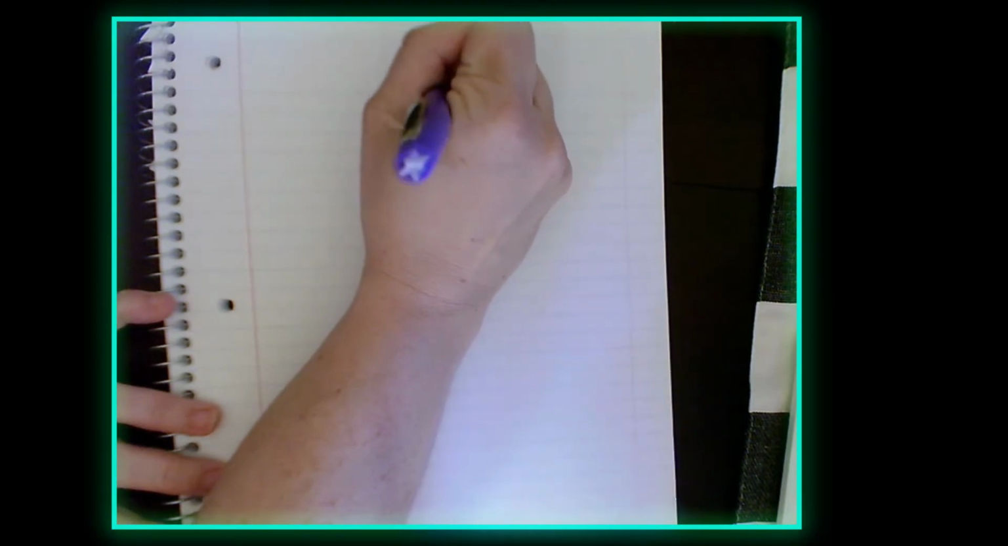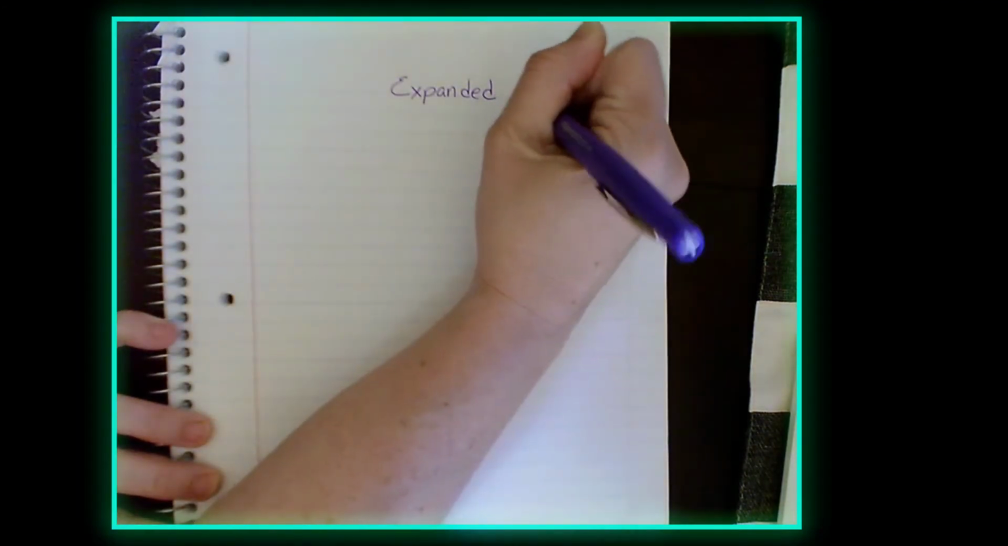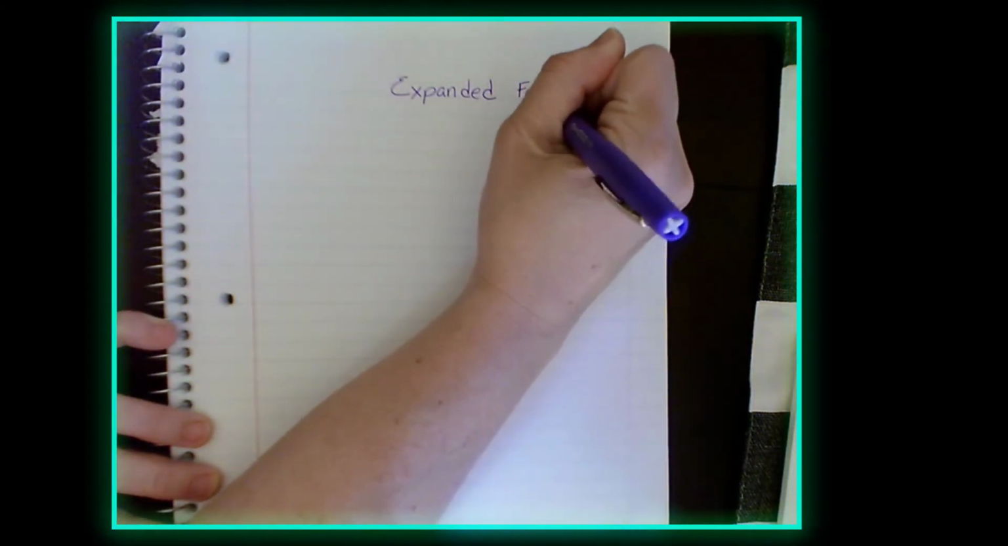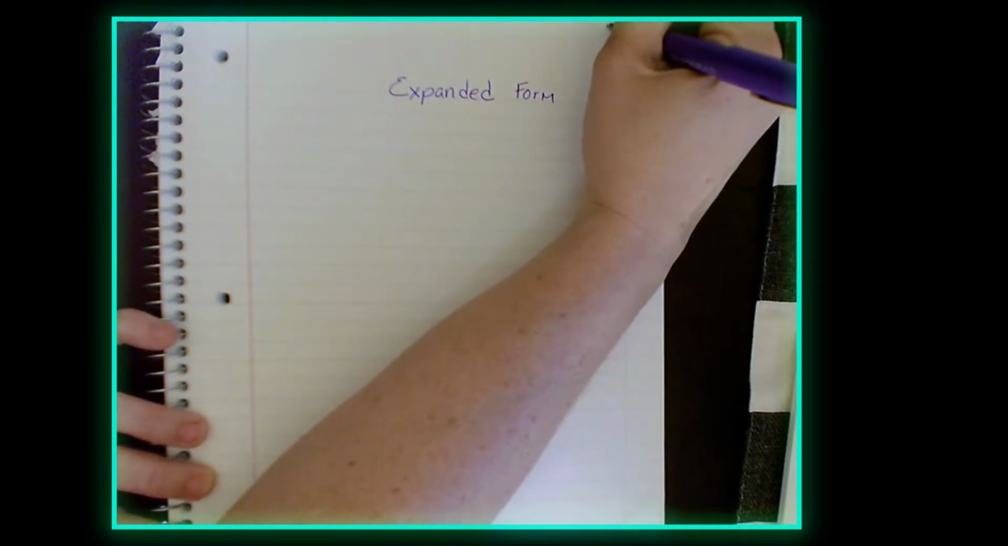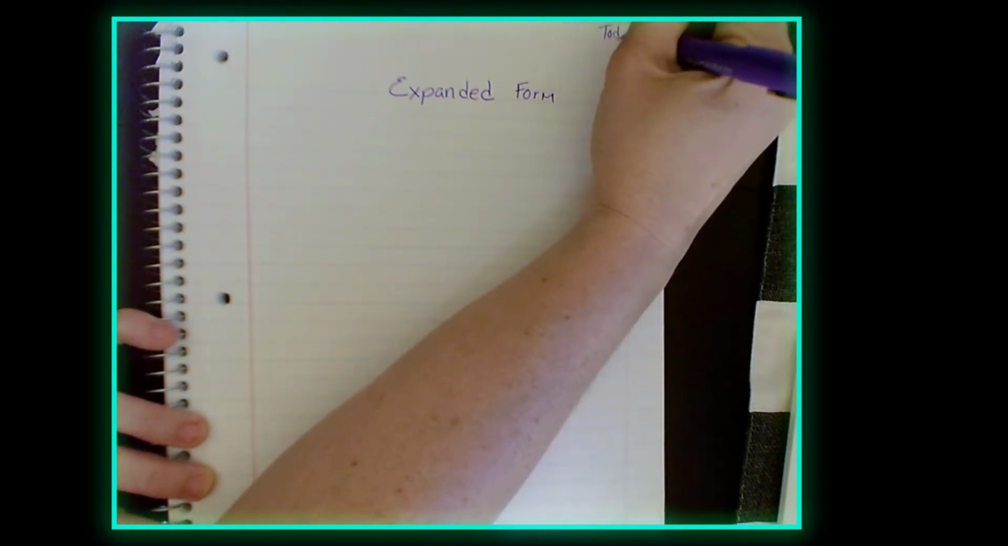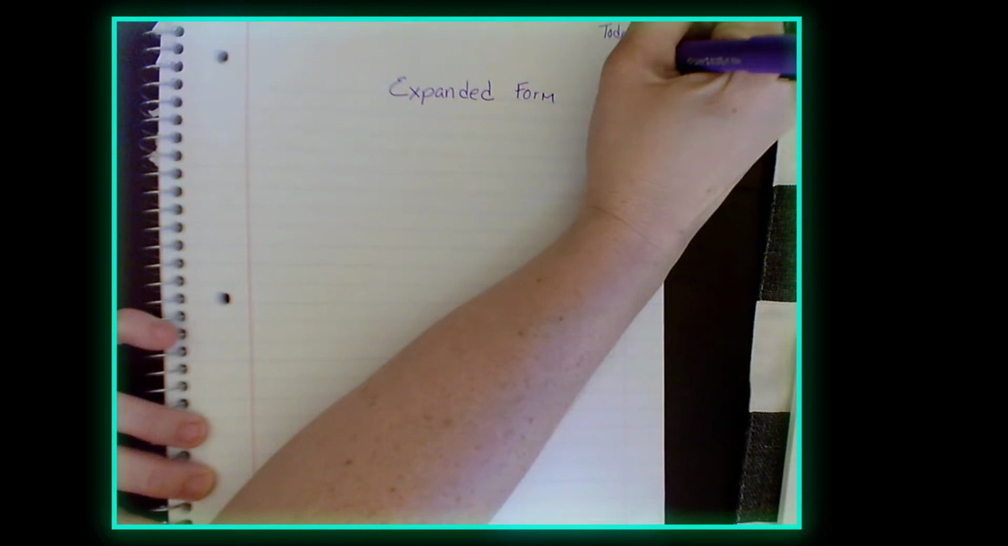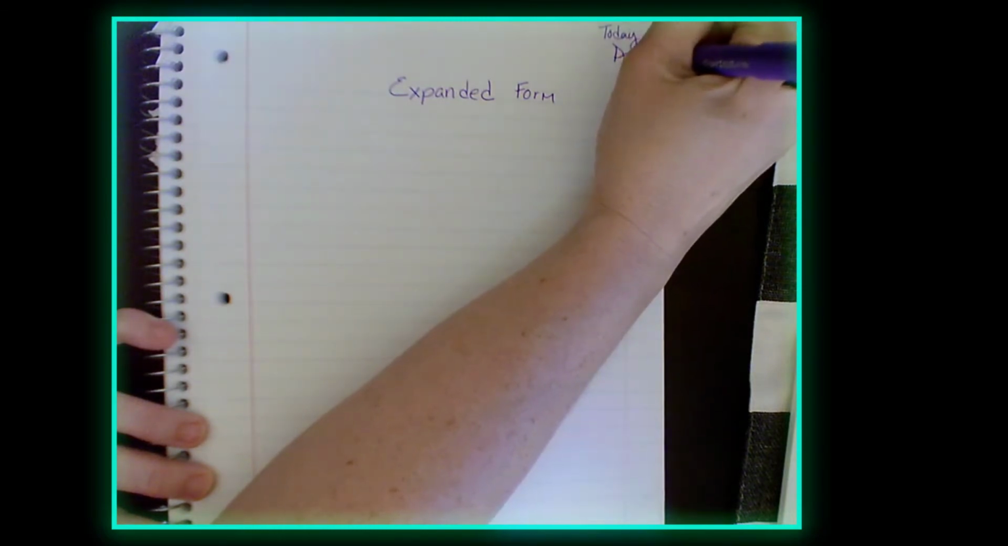Now, you'll notice that this is a different type of notes than what we've been showing you in the videos. This is an example of how I would like it to be in your notebook when we take notes. So you see that I have the word expanded, and I'm going to put expanded form. Over here you're going to put today's date. And we're going to talk about what expanded form is.